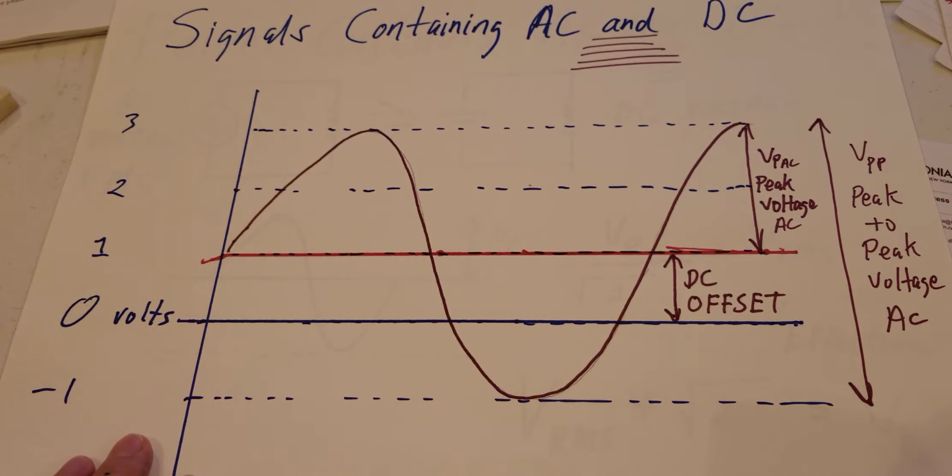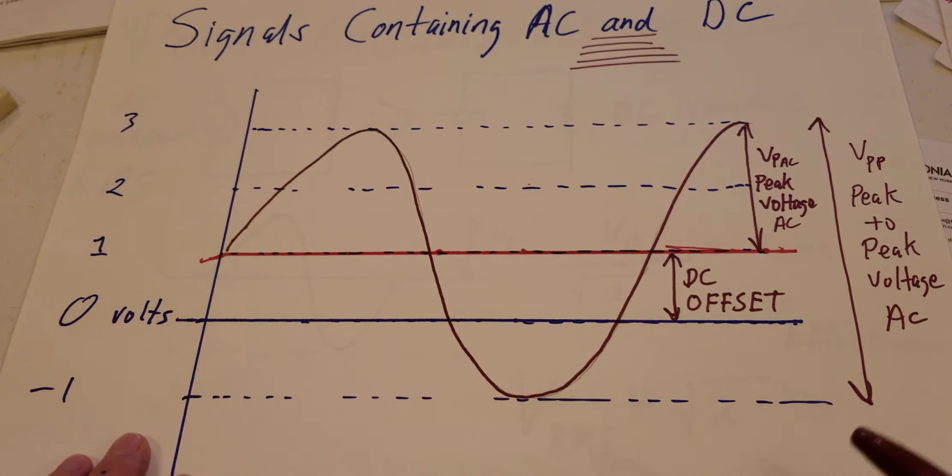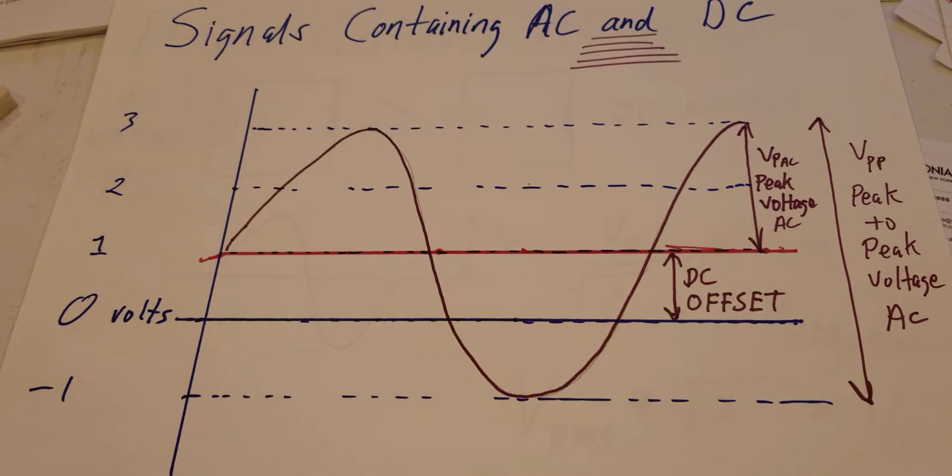There are circuits that purposely combine AC and DC voltages when you're talking about signals. This would never happen with power. It should never happen with power. Okay?